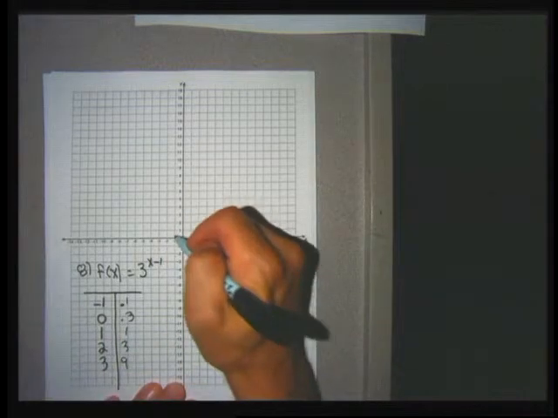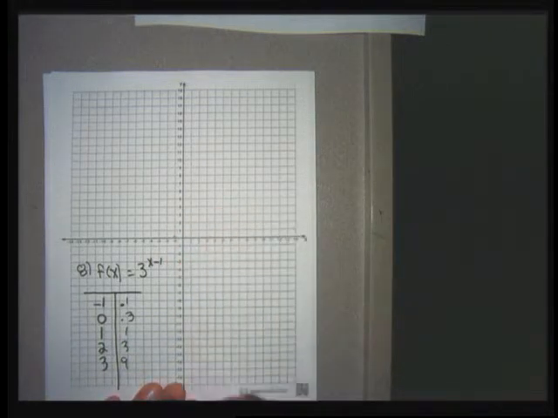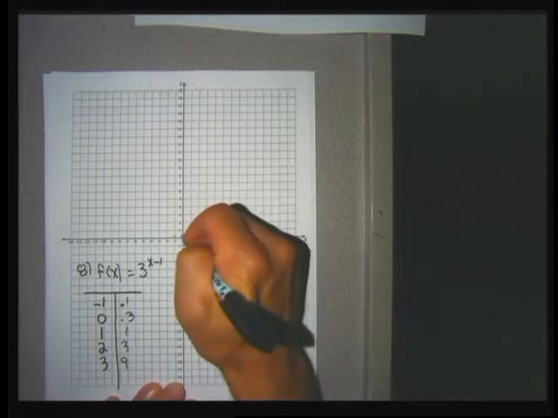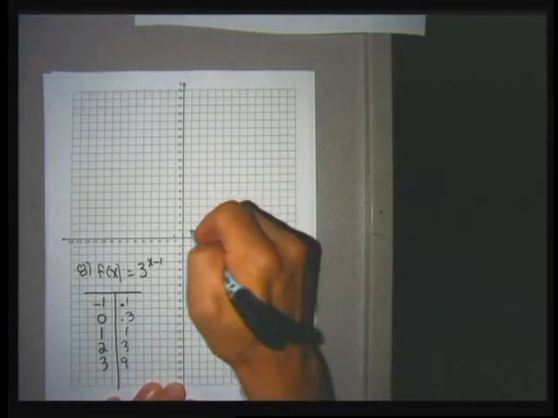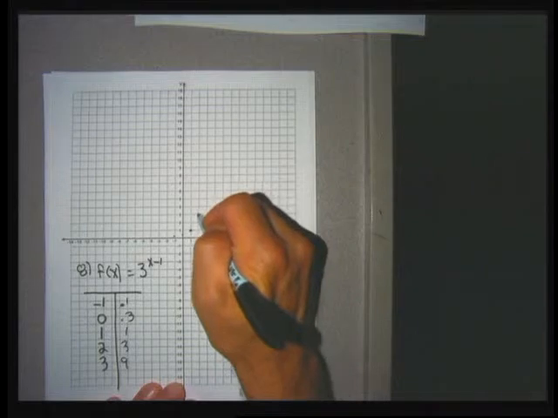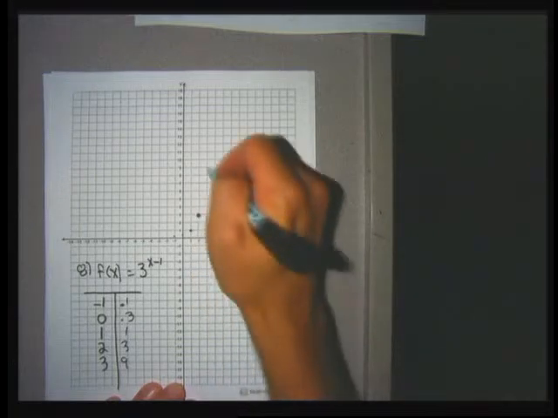So -1 and 0.1, that point's just above the x-axis at -1. 0 and 0.3, that's up a little more than a quarter of the way. It looks like I made it more like half. 1 and 1, 2 and 3, 3 and 9.